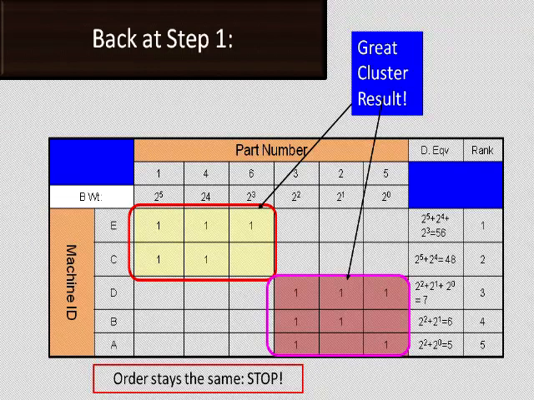2 machines, machine E and C, form one group, which handles parts 1, 4 and 6. The other machines A, B and D form another group, which handles parts 3, 2 and 5. That's how both machine cells as well as part families can be formulated simultaneously. There are certain issues in the clustering techniques.